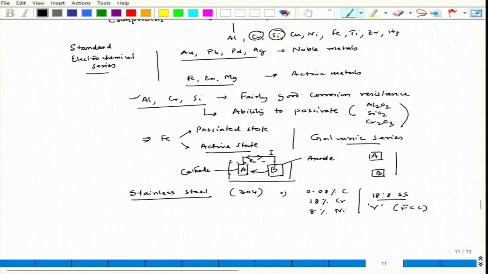Now, because we have a very strong passive layer forming element, which is chromium, a chromium oxide layer would form. It is not simple chromium oxide, it will be a mixture of chromium oxide as well as iron oxide. That layer would be so strong that it would not allow that particular material to get corroded, and the material would look shiny all the time, fine.